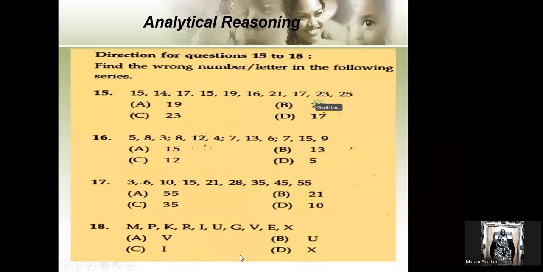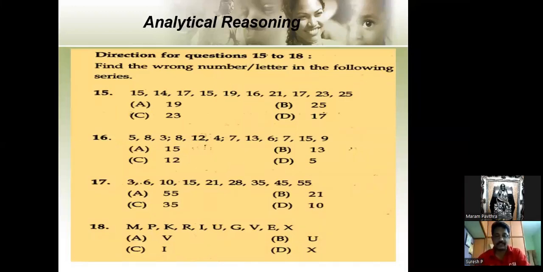Now when you observe it here: M, P, K, R, I, U, Z, V, E, X. If you want to identify this one, you have to write the numbers. From A to Z, you have to give each one a number. 1, 2, 3, 4, means A is 1, B is 2, C is 3, like Z is 26. You write all the alphabets and give numbers to them. According to that, you have to identify the position of the letters. You have to identify which letter comes in a particular position. This is very important.